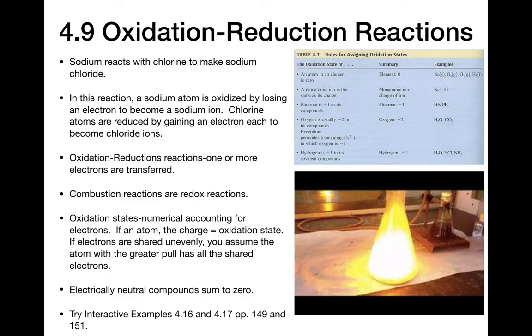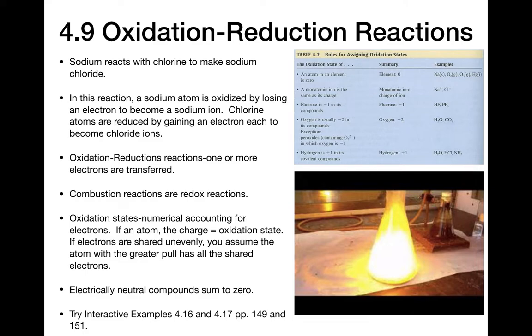And in that case, even reactions to create polar bonds can be considered oxidation-reduction reactions. And then neutral compounds are added to zero for their oxidation states. So the first thing you have to do when doing oxidation reductions is assign oxidation states to all the elements and to every element in a particular compound in the reaction.